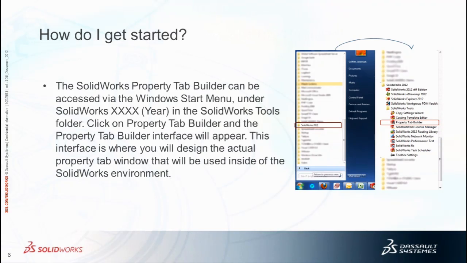How do I get started? The Property Tab Builder is its own interface. It's got its own little window that you go into to build the Property Tab forms, and that can be accessed through the Windows button here. And in all programs, SolidWorks, and then whatever year you're running. And then underneath SolidWorks Tools, Property Tab Builder.